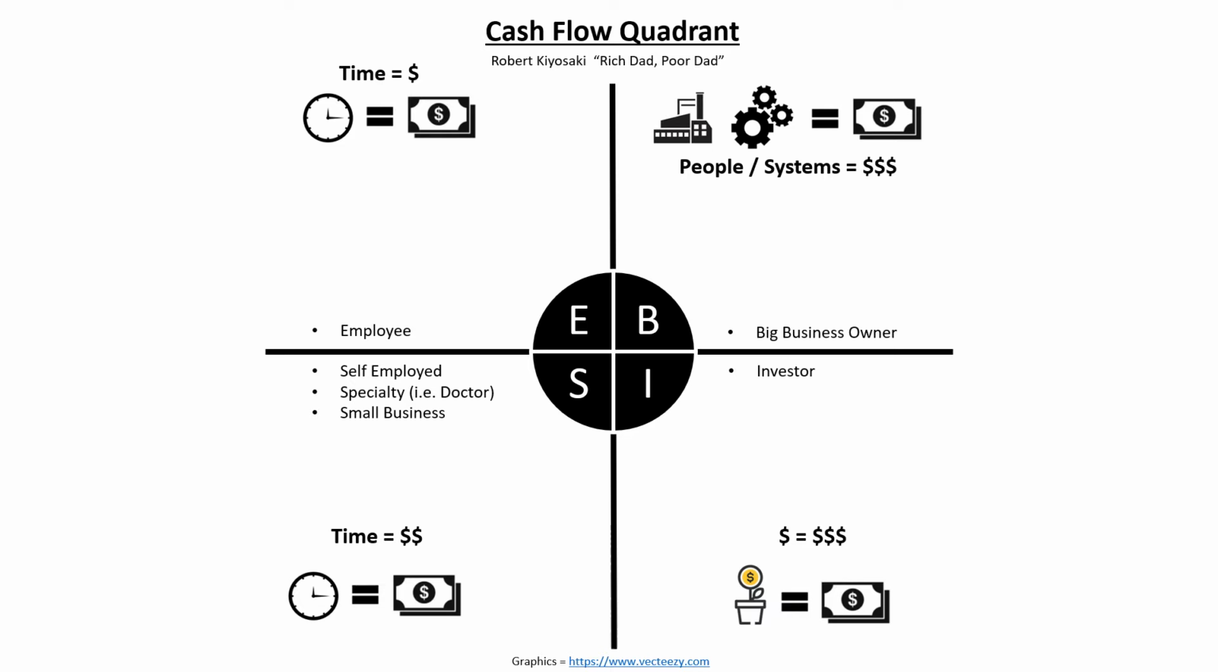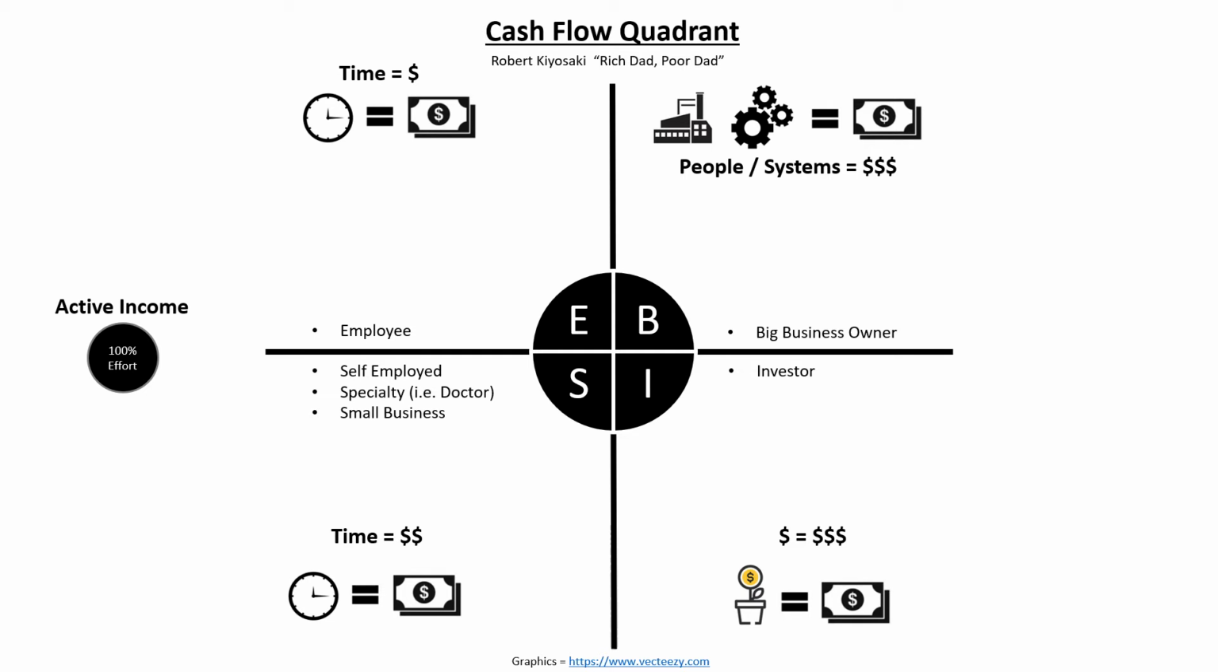Now let's divide the quadrant into a left side and a right side. On the left side, no matter if you are working in the E quadrant or the S quadrant, you are still trading time for money. This makes the entire left side active income. You have to be at your job, performing your job, in order to earn an income. The right side is a little more dynamic.